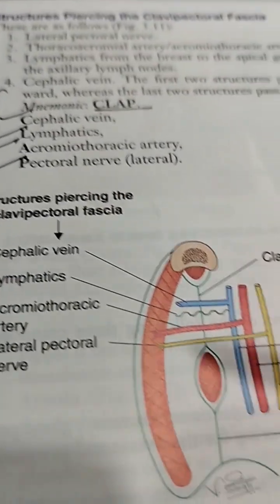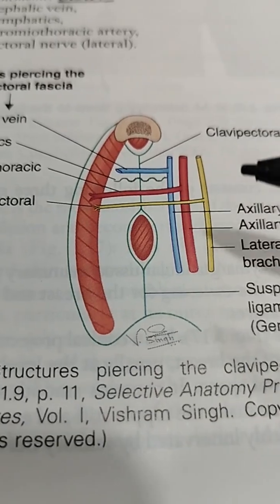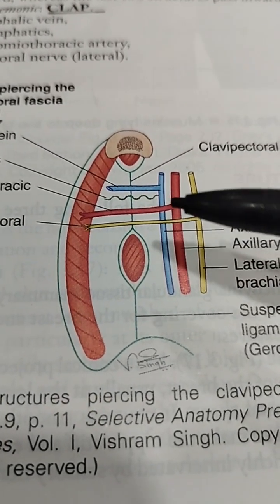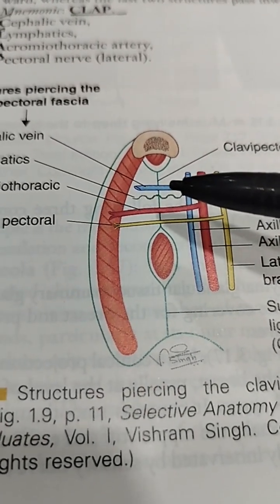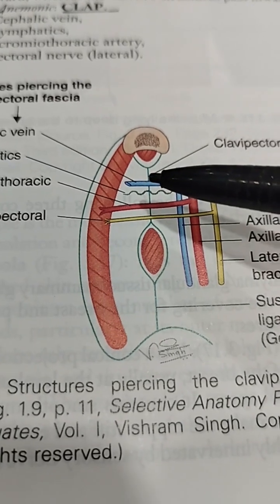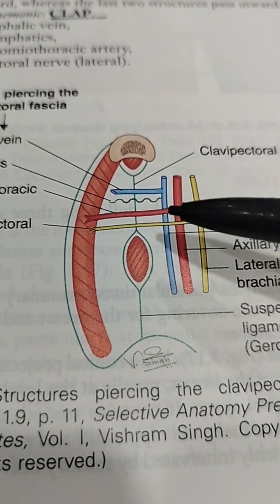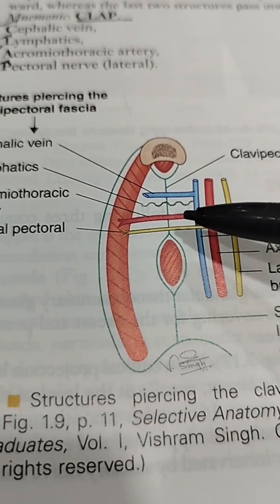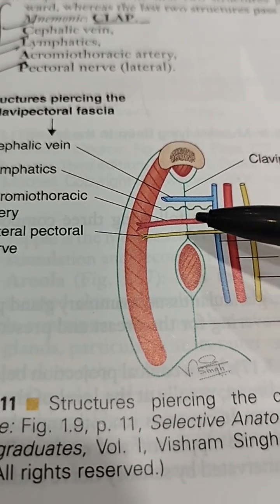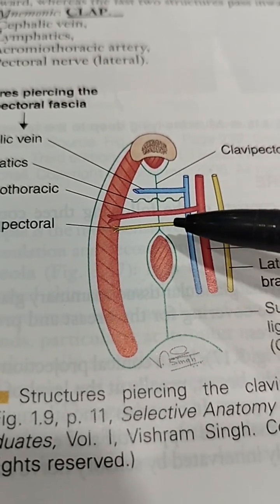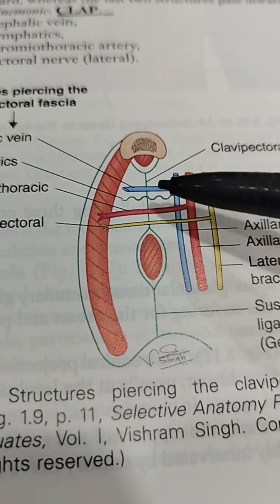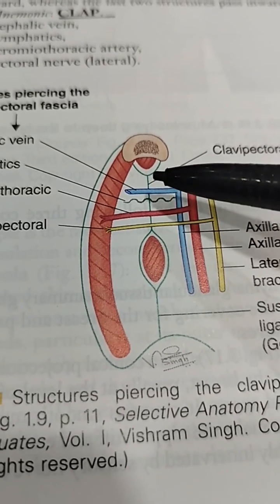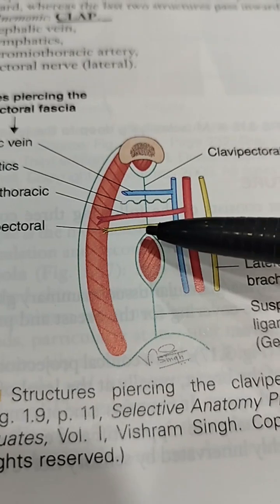Next, see this diagram. Three structures mainly. This is the cephalic vein piercing the clavipectoral fascia. This is the thoracoacromial artery. This is the lateral pectoral nerve. These are the three structures piercing this clavipectoral fascia.